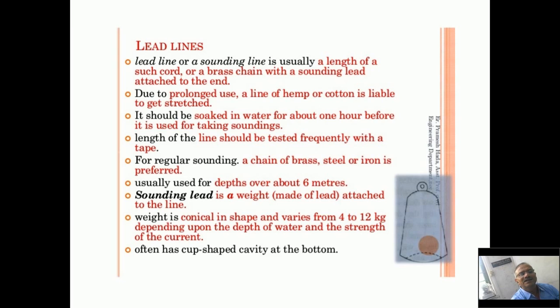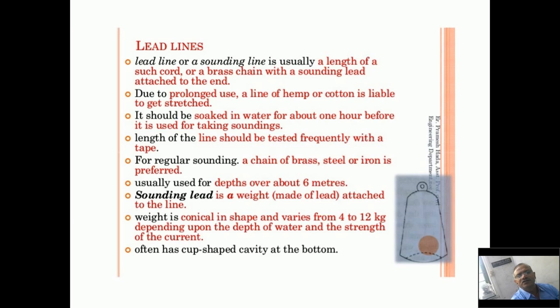And what is sounding lead? Sounding lead, you can see this in the photograph. So sounding lead is a weight attached to the line, that particular rope or wire. This weight is conical in shape and varies from 4 to 12 kg. Depending on the depth of the water, its weight will vary. In deep waters, you may use the heavy weight. For shallow waters, you may use the light weight.